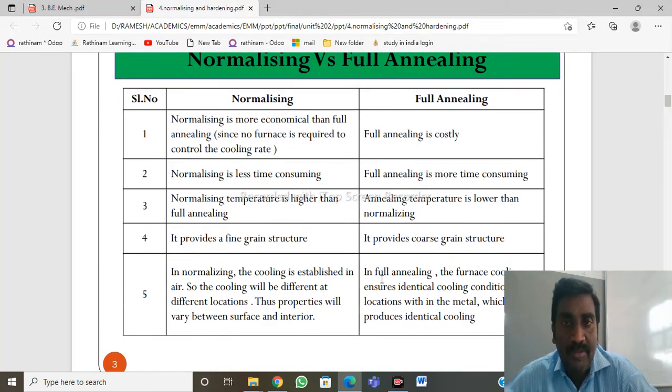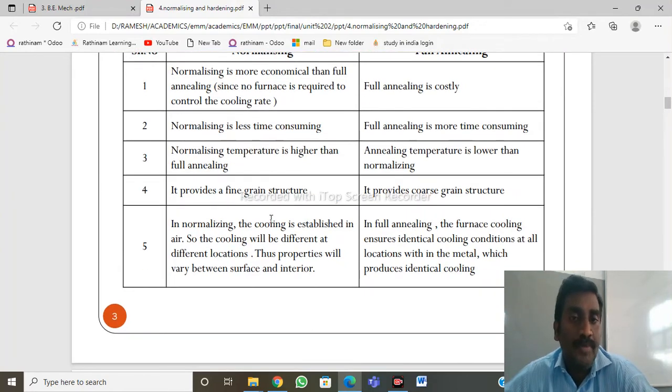In full annealing, the furnace cooling is already part of the process. Normalizing is more economical than full annealing because no furnace is required for cooling, but full annealing is costly because a furnace is required for cooling too. Normalizing is less time consuming, while full annealing takes more time. The normalizing temperature is higher than the full annealing temperature, and the annealing temperature is lower than the normalizing temperature. Normalizing provides a fine grain structure because the temperature is higher, but annealing provides a coarse grain structure because of the lower temperature.